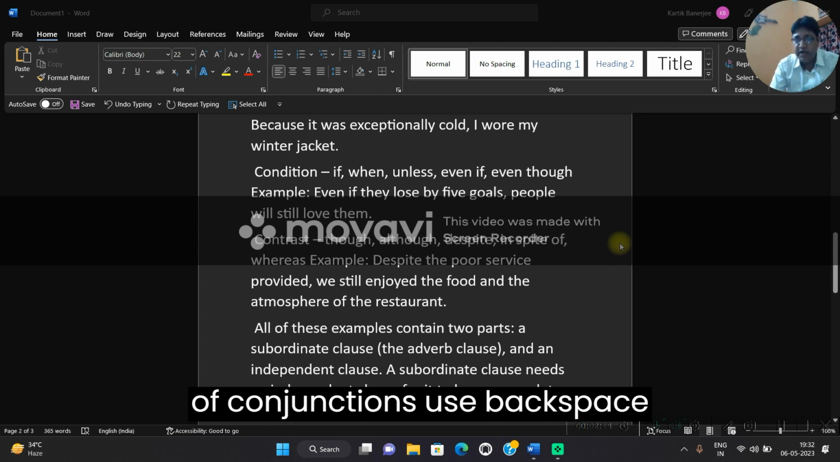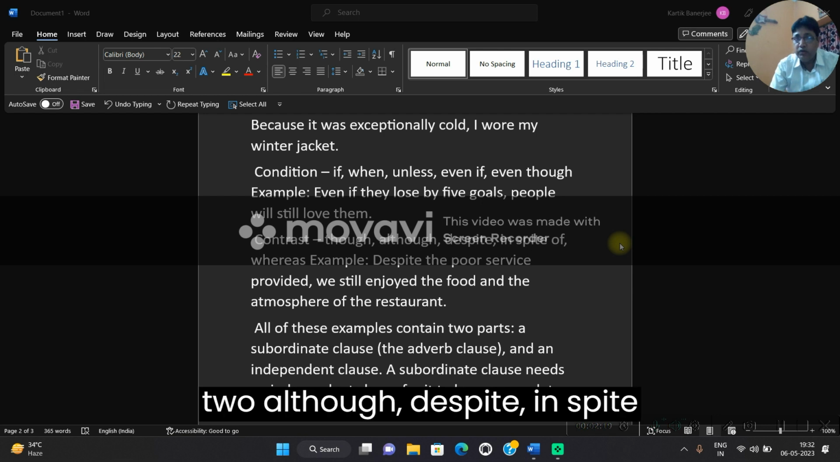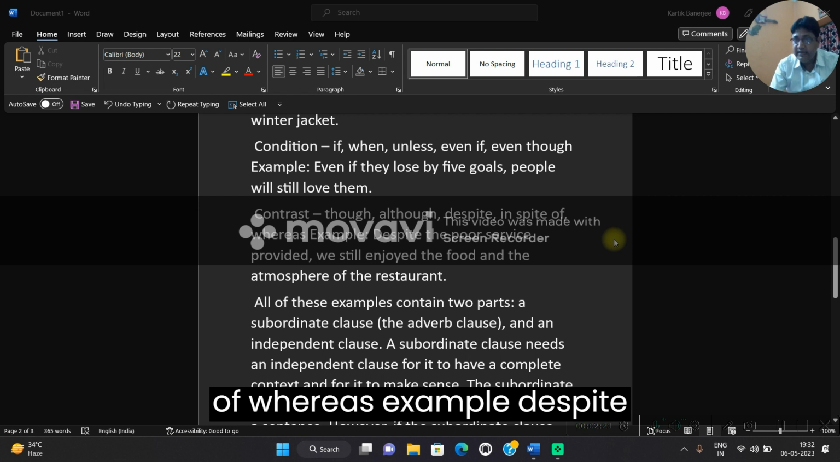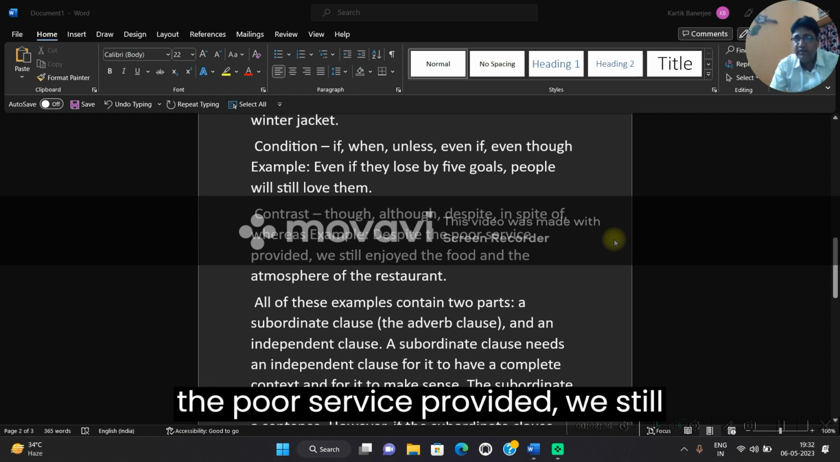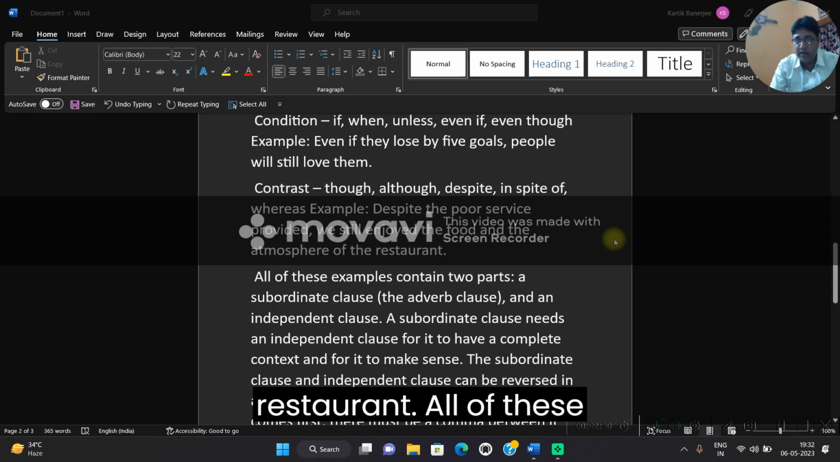Another type of conjunction is used to express contrast, and these conjunctions are though, although, despite, in spite of, whereas. Example: despite the poor service provided, we still enjoyed the food and the atmosphere of the restaurant.